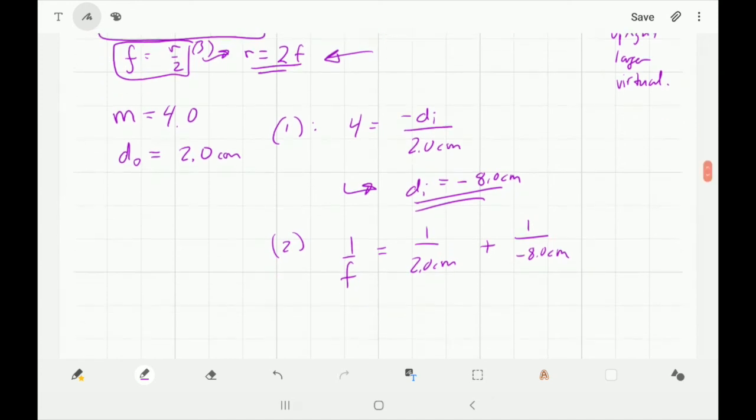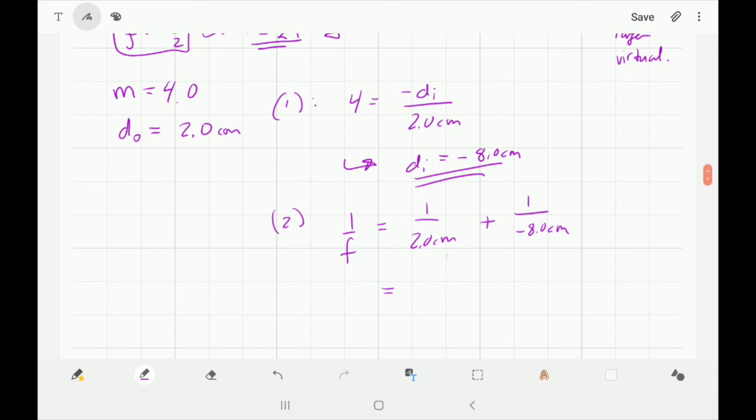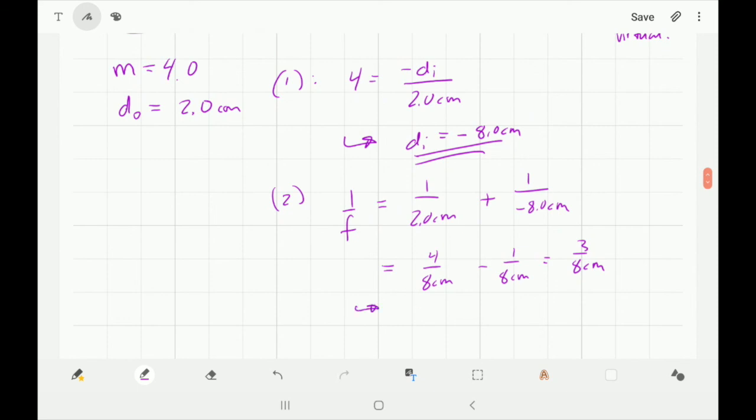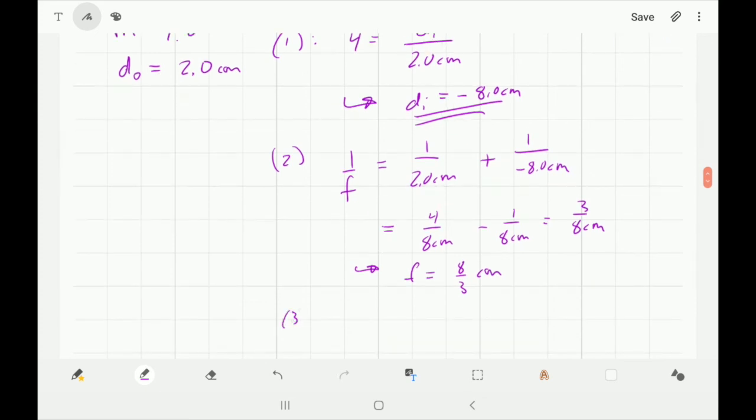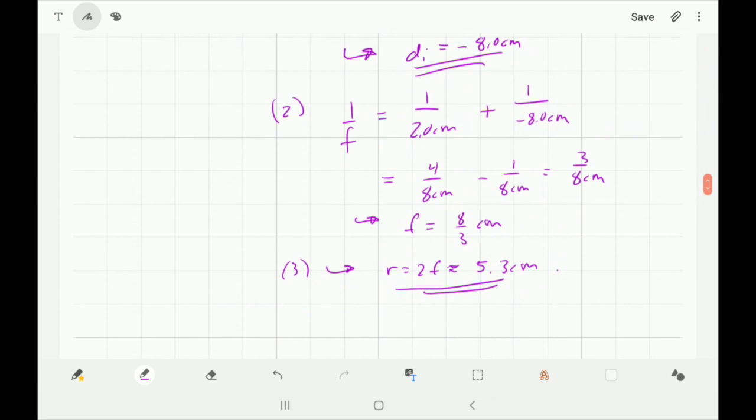We need to solve for f, so let's combine these fractions, finding a common denominator. 1/2 is the same thing as 4 over 8 centimeters, minus 1 over 8 centimeters, which is, of course, 3 over 8 centimeters. You conclude then that the focal length is 8/3 of a centimeter, or 2.667. And then, finally, using the third equation, r is equal to 2f, and that is 16 over 3, or approximately 5.3 centimeters. So the radius of curvature for this mirror is 5.3 centimeters, and it must be concave for reasons that we have just explained.